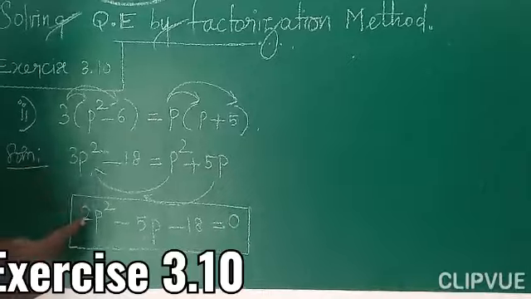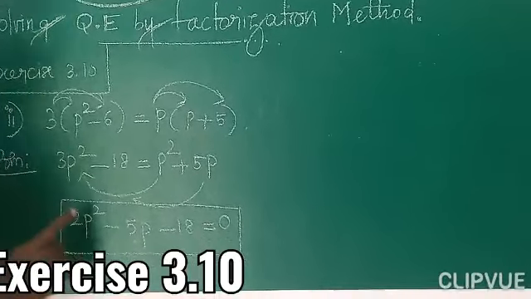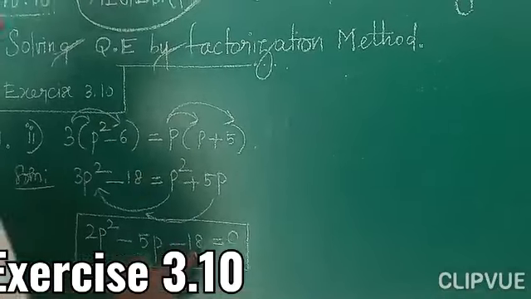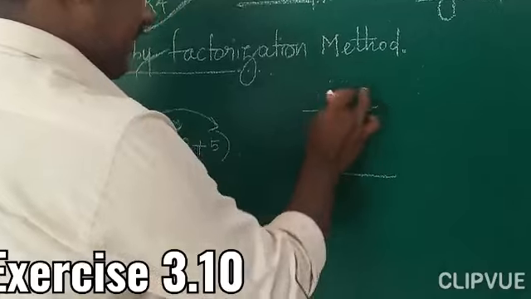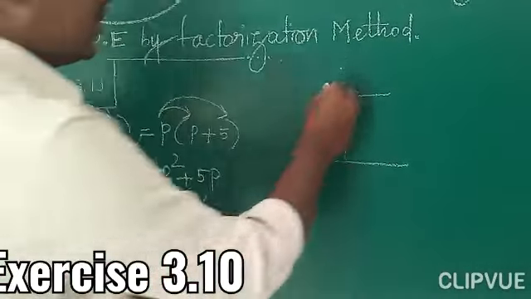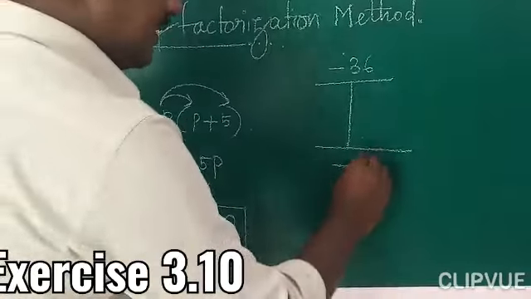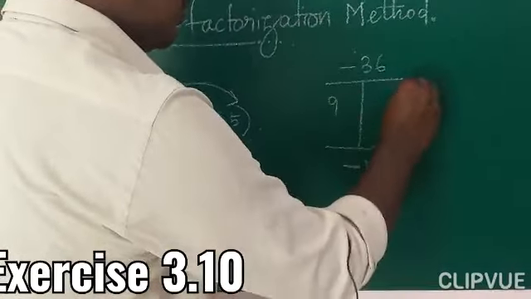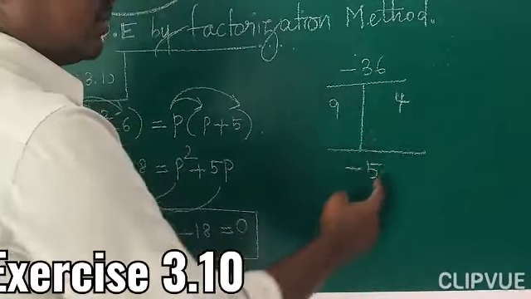So here the leading coefficient is other than 1. Here 2 is the leading coefficient. It should be multiplied by its constant term. So what is the constant term? Minus 18. Minus 18 into 2 is equal to minus 36. 18 into 2 equal to 36, minus 36, minus 5. So 9 into 4, 9 into 4 is equal to 36. 9 minus 4 is equal to 5.